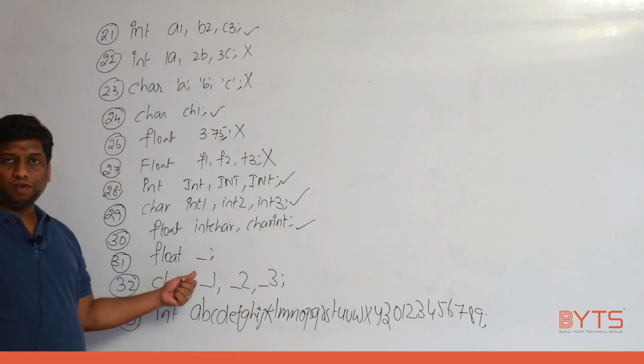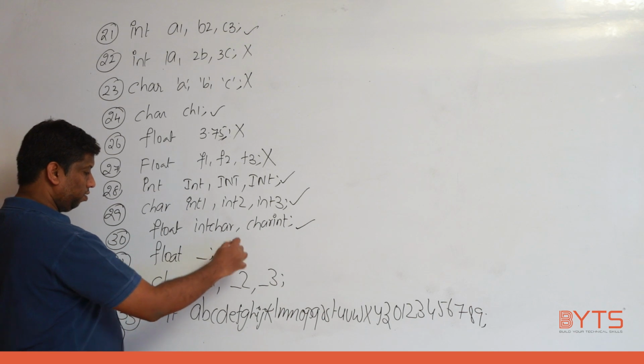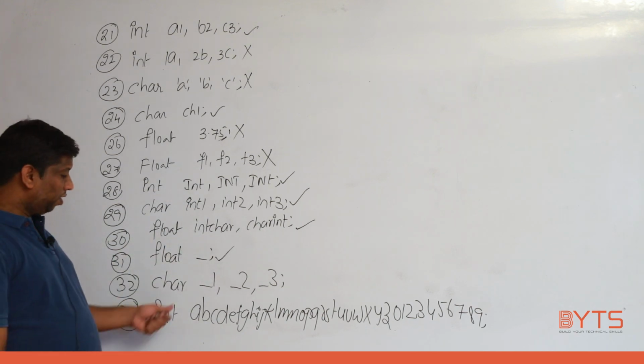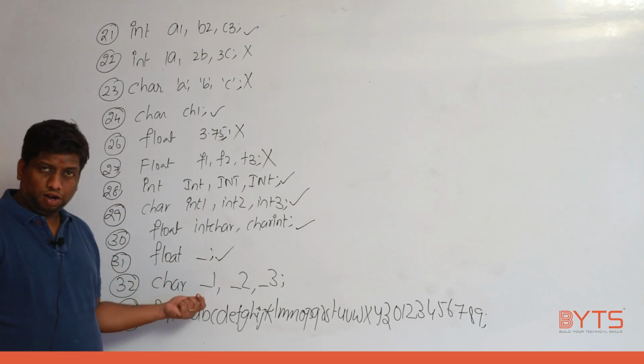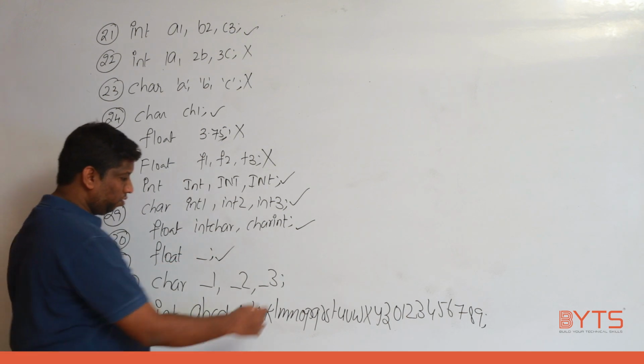A variable name can start with what? Alphabet or underscore, alphabet or underscore.